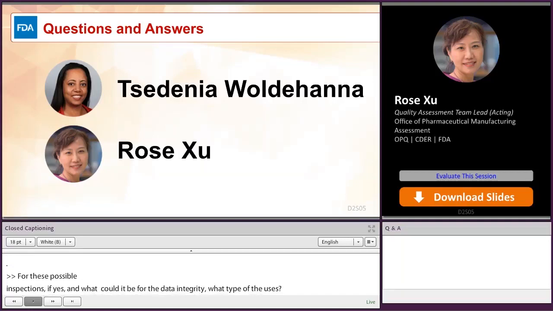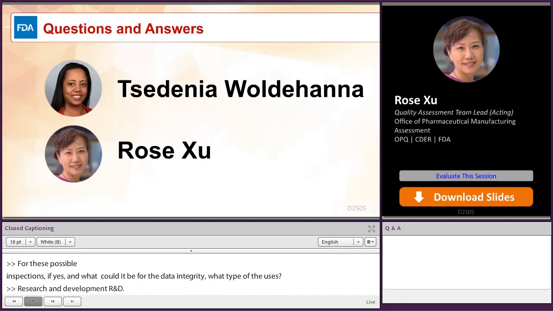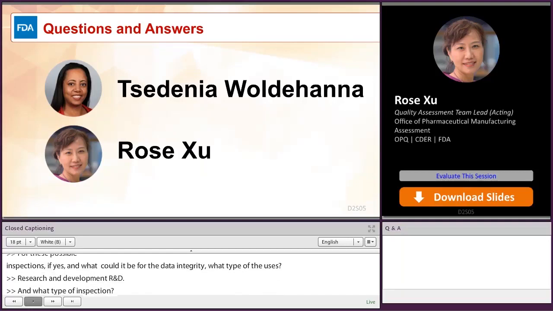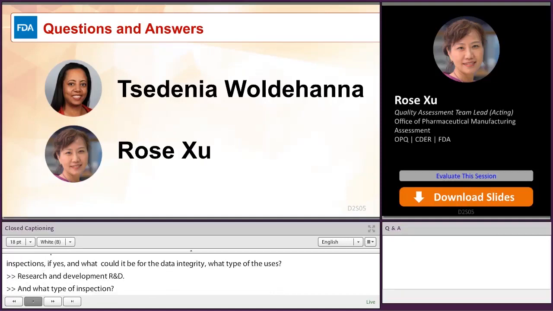It depends. If R&D is purely in the very early stage, not really used for the registration batch, development, then registration batch manufacturing. Then if we find there's anything and we come over, we actually will look for the data integrity. Okay, great.